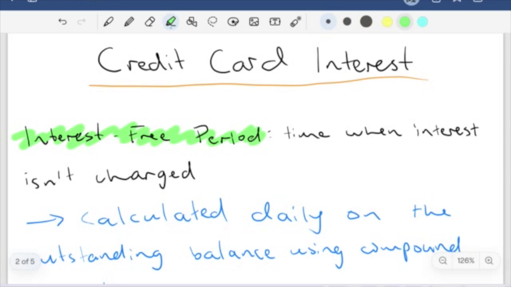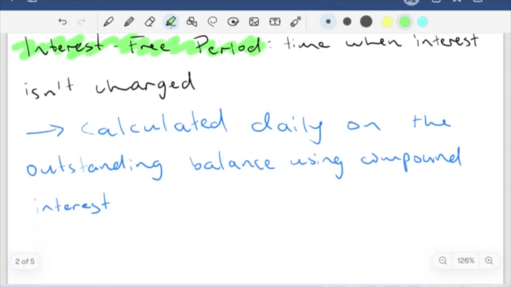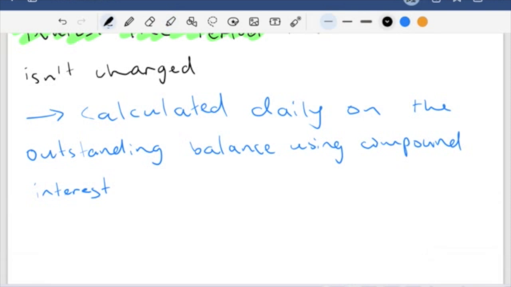It is only after this interest-free period where the interest starts to get charged to you. Now, this interest is calculated daily on the outstanding balance, so the balance you owe, using compound interest. So, if we go straight into a question, I will show you how we can apply what we've been doing before with compound interest to a question like this. But there's one key thing that I'm going to underline. The interest is calculated compounding daily. So this is a bit of a hint to how our interest rate and number of compounding periods will change.